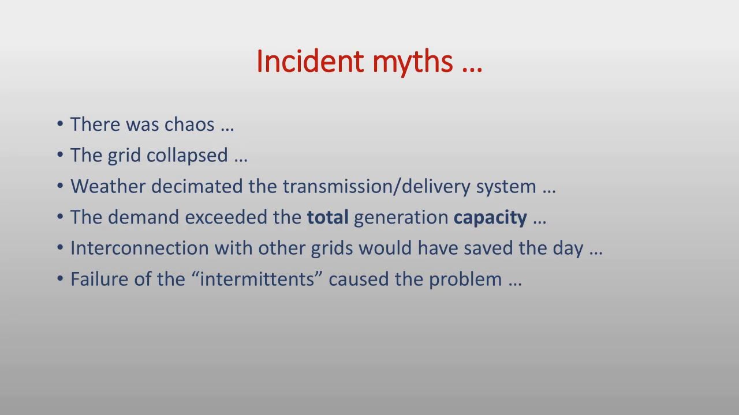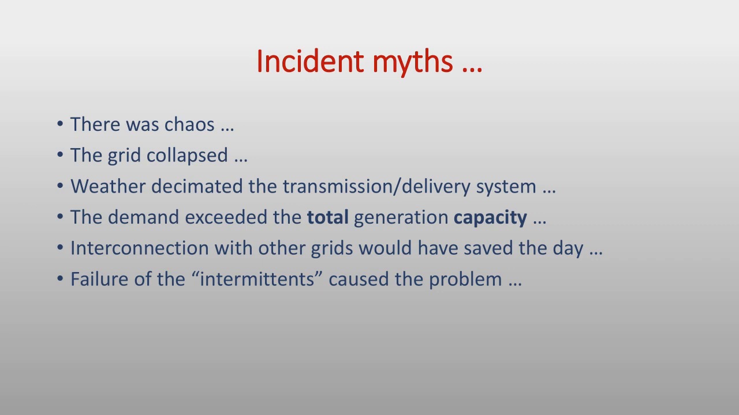So the myth that there was chaos, no, there was not chaos. There were lots of chaotic situations, but overall there was no chaos. The grid collapsed. No, it got really close to collapsing, but it did not collapse. It stayed up and running and was able to come back when the weather abated. The weather decimated the transmission and delivery system. No, that didn't happen either. It's estimated that about 10% of the problem was caused by down power lines or things that happen with the sticks and wires.